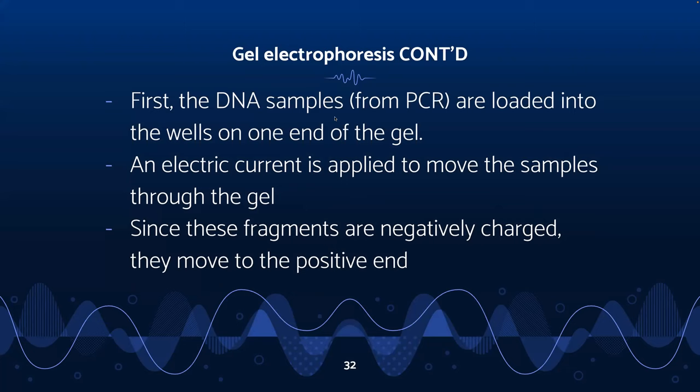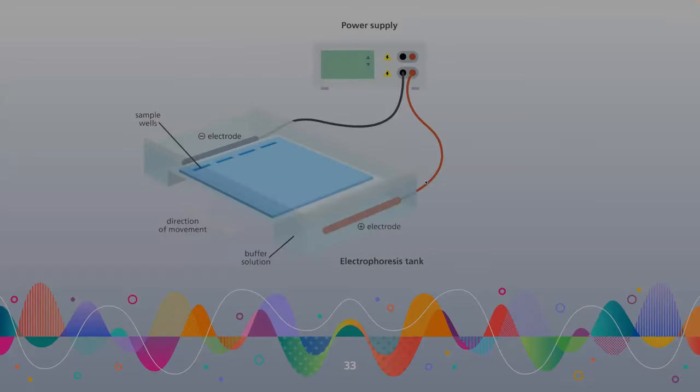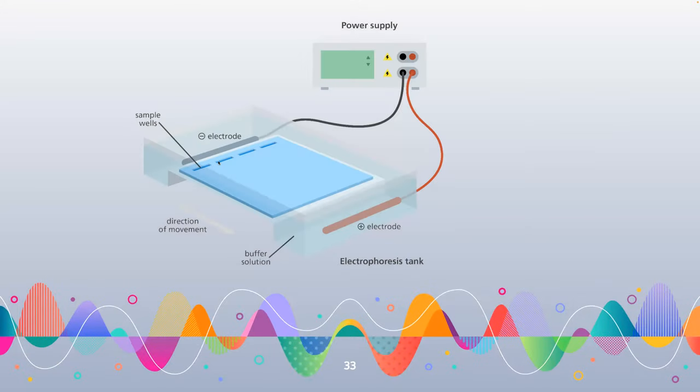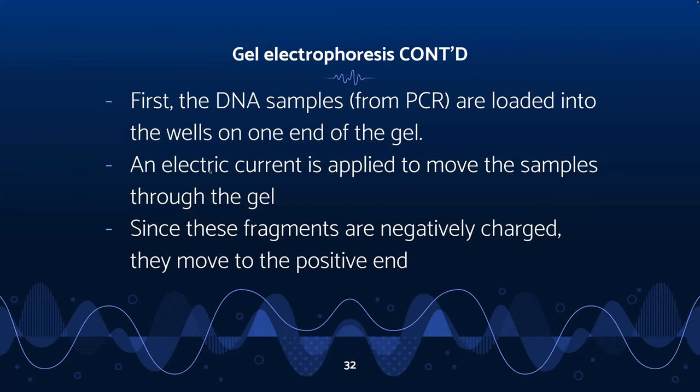These are collected again from PCR. They are loaded into the wells on one end of the gel. I just realized it was kind of a bad idea to not have a picture here, but I'll just go right here. Yeah. So these are the wells. They're labeled. And an electric current is applied to move these samples through the gel.